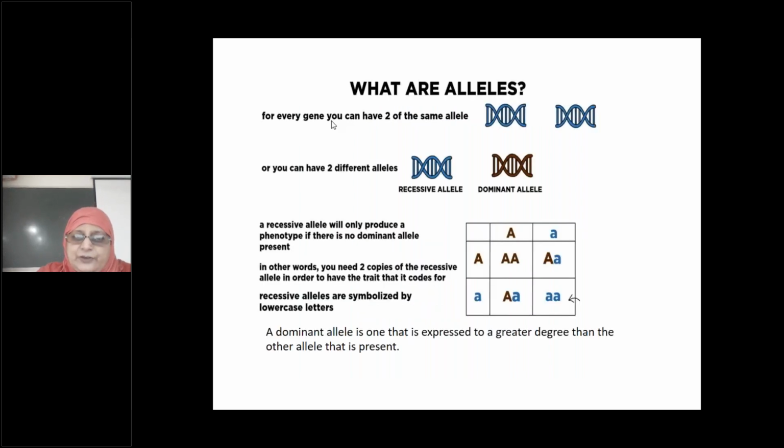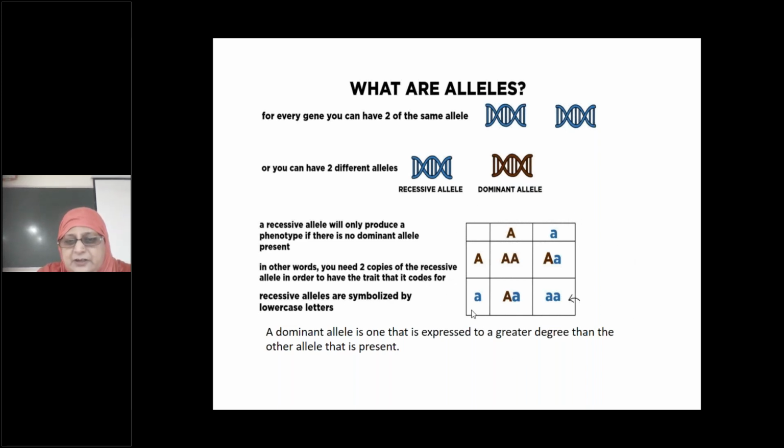So as I told you, for every gene you can have 2 alleles. Either the alleles will be the same or you can have different alleles. So when you say allele, it may be a recessive allele or a dominant allele. A recessive allele will only produce a phenotype if there is no dominant allele present. In other words, only if you have 2 copies of the recessive allele can you express the trait. So you need 2 copies of the recessive allele in order to have the trait that it codes for. Recessive alleles are symbolized by lowercase letters.